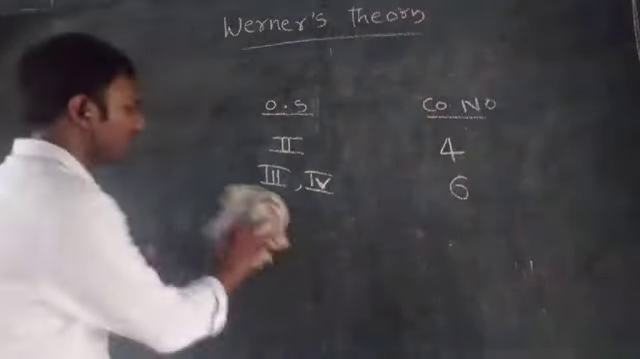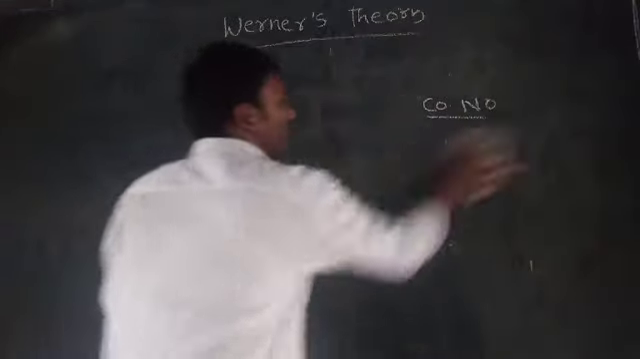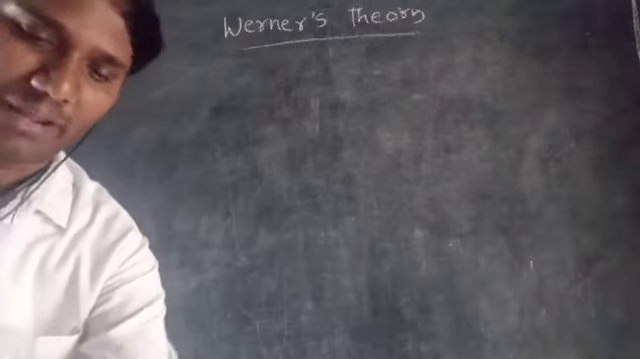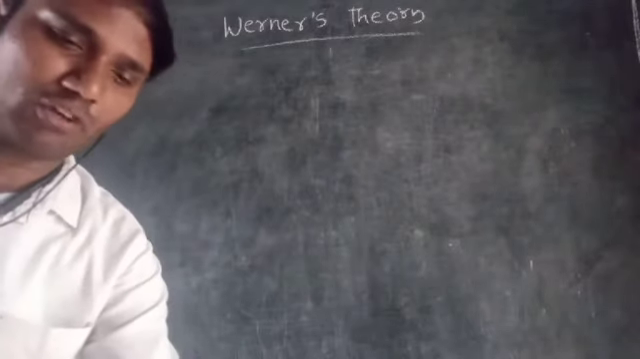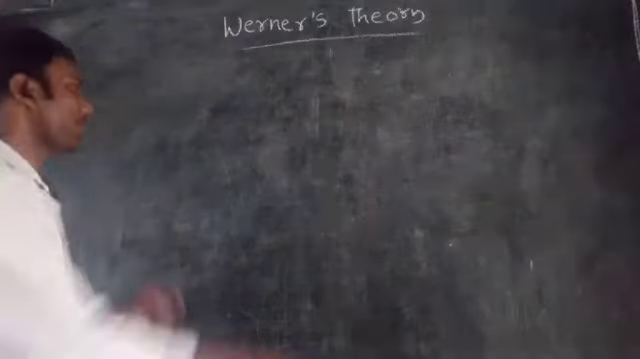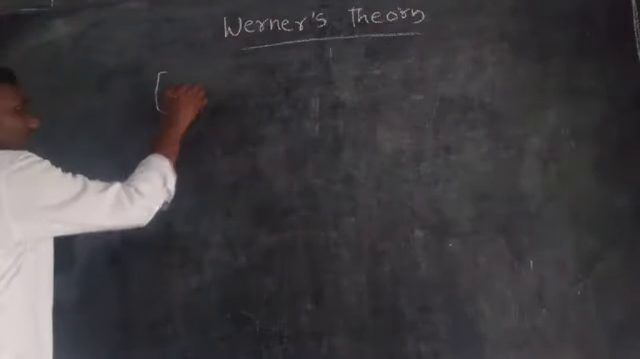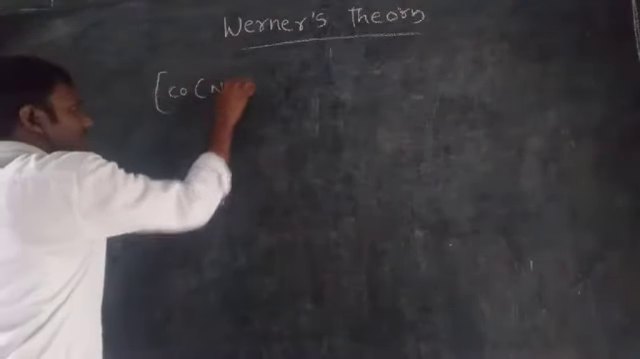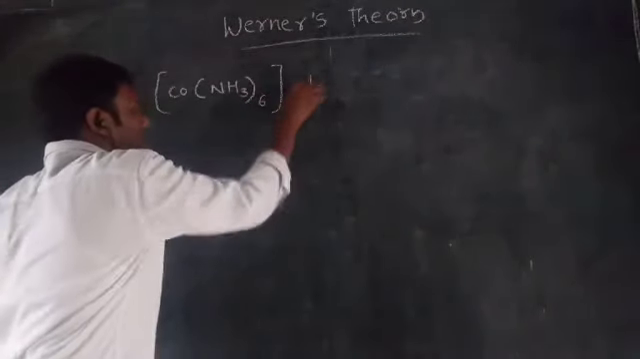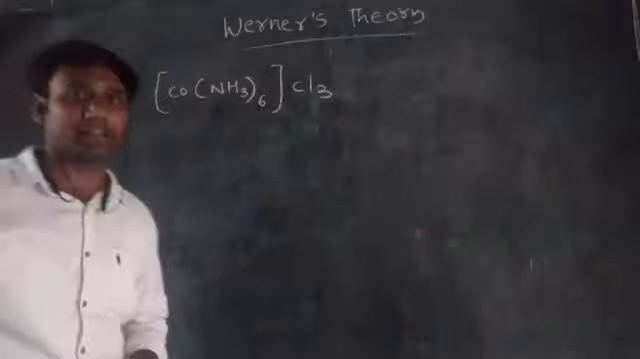Now we will see some examples. Based on the examples, we can understand how Werner's theory is useful, and how the primary valency and the secondary valency are explained. So, for example, I am taking the molecule [Co(NH3)6]Cl3.